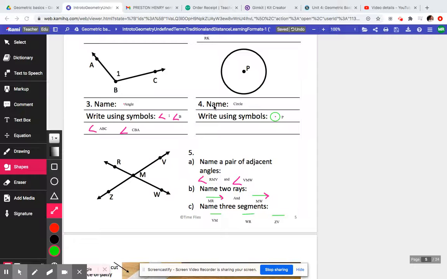Next, we're looking at number 4, and this is a circle, so that's the name for this one. The symbol we use is just a circle with a point in the middle, and next to it we put a P because we're looking at circle P. Okay, so let's go down.